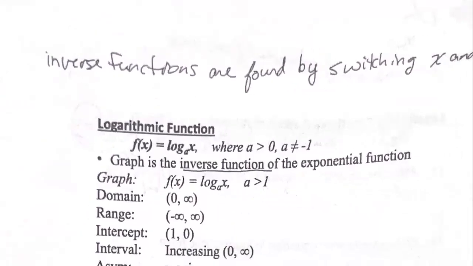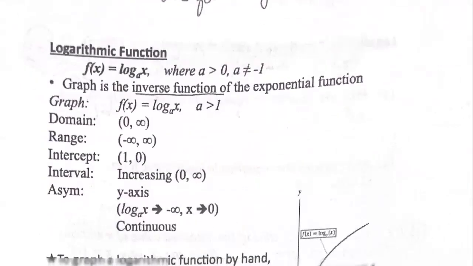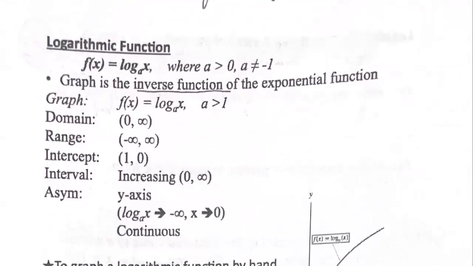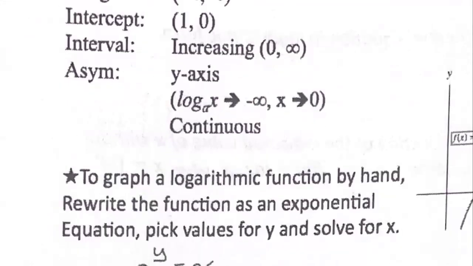Inverse functions are found by switching x and y. So it's not too difficult. It is annoying though. A couple of properties of log-based functions when graphing: when a is greater than or equal to 0, but a can equal -1, the domain is 0 to infinity. The range is -infinity to positive infinity. It has an intercept of (1, 0). It increases from 0 to infinity. And there's an asymptote at the y-axis. And here's a picture of it.